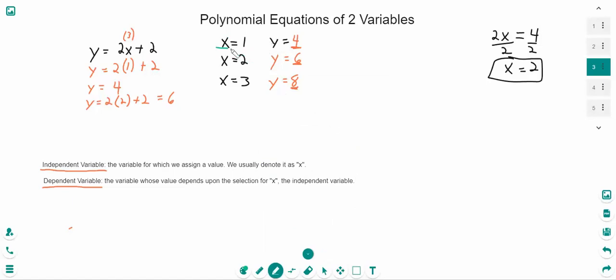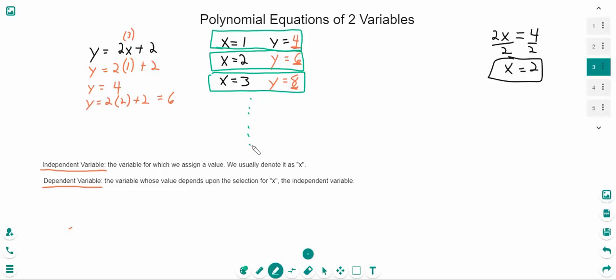This is a solution to the equation: x equals 1, y equals 4. This is another solution to the equation: when x is 2, y is 6. And this is another solution. We could keep going on and on with more solutions.